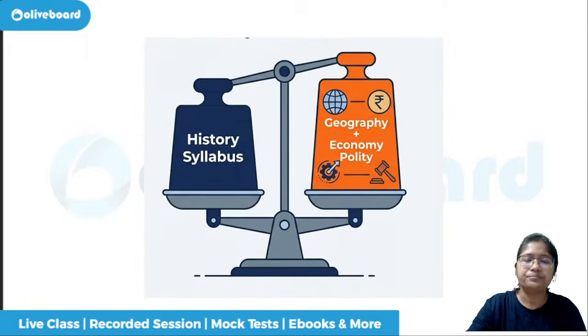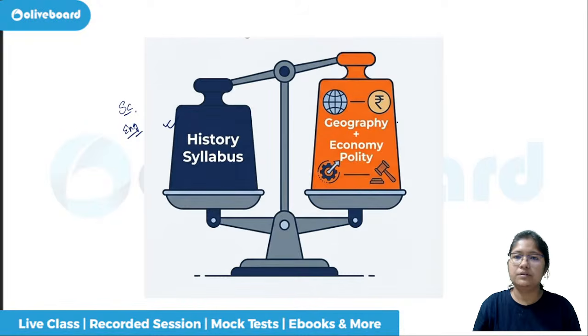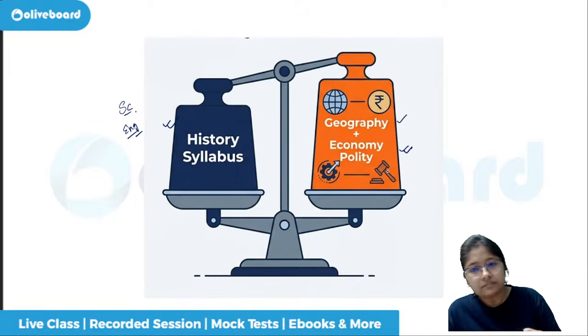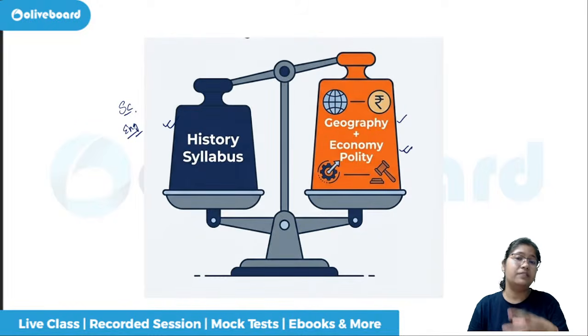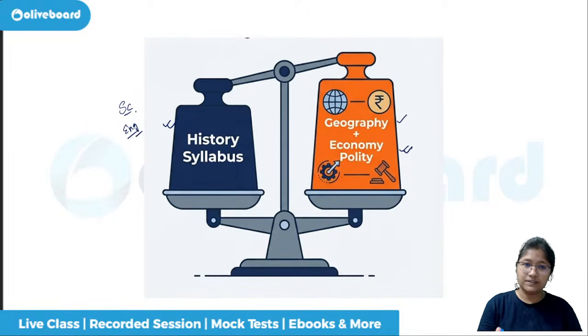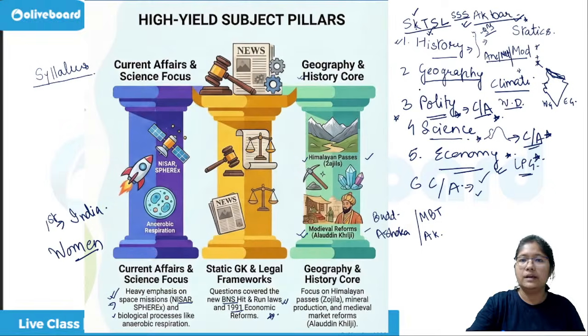Now, the problem is that for the first timers or for the students who are from a science background, engineering background, they initially find that history is very vast, and geography, polity and economy can be covered in that same time period as is being given to history. If that is the case for you, and if your exam is very near, then you can do those topics which you are more interested in, or it need not be the sequence of history, geography, polity, science, economy.